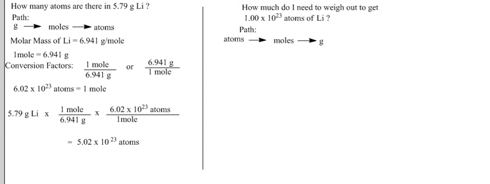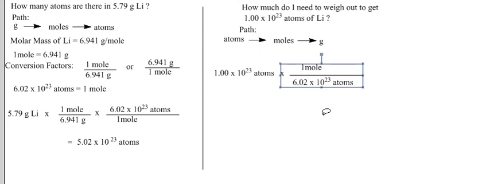So starting this with the known quantity, 1.00 times 10 to the 23rd atoms, we multiply that by our first conversion factor, 1 mole per 6.02 times 10 to the 23rd atoms. And if we stop there, the atoms cancel out. We'd know how many moles of lithium atoms we would have in this many atoms. But we don't want to stop there.